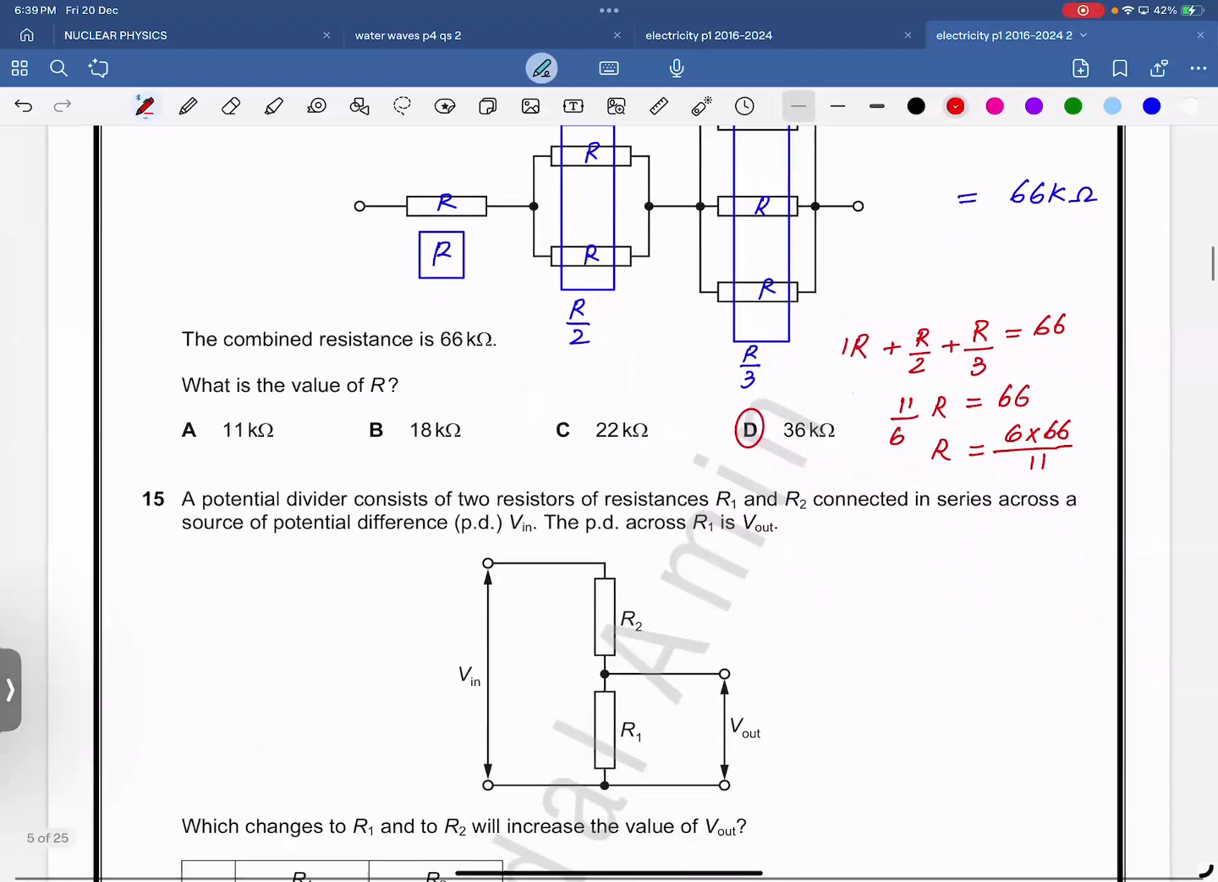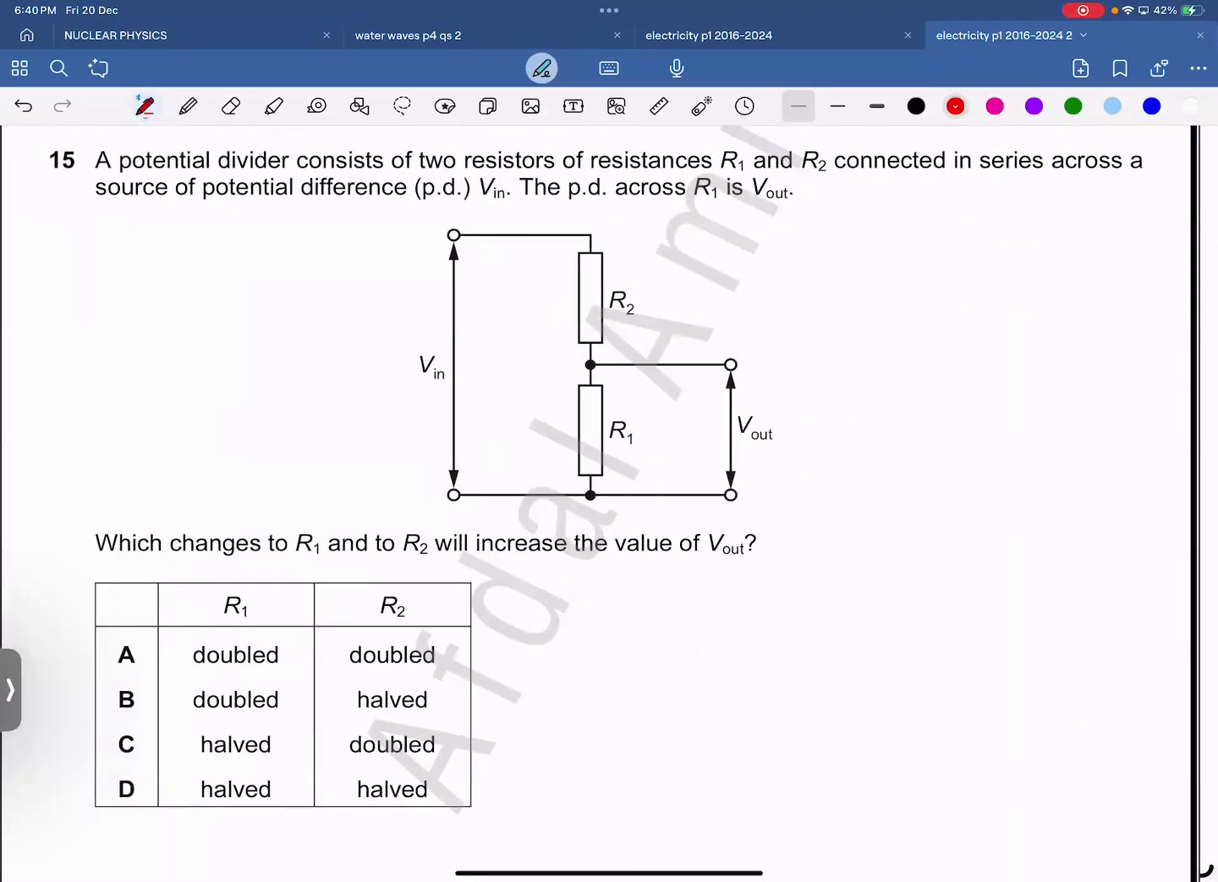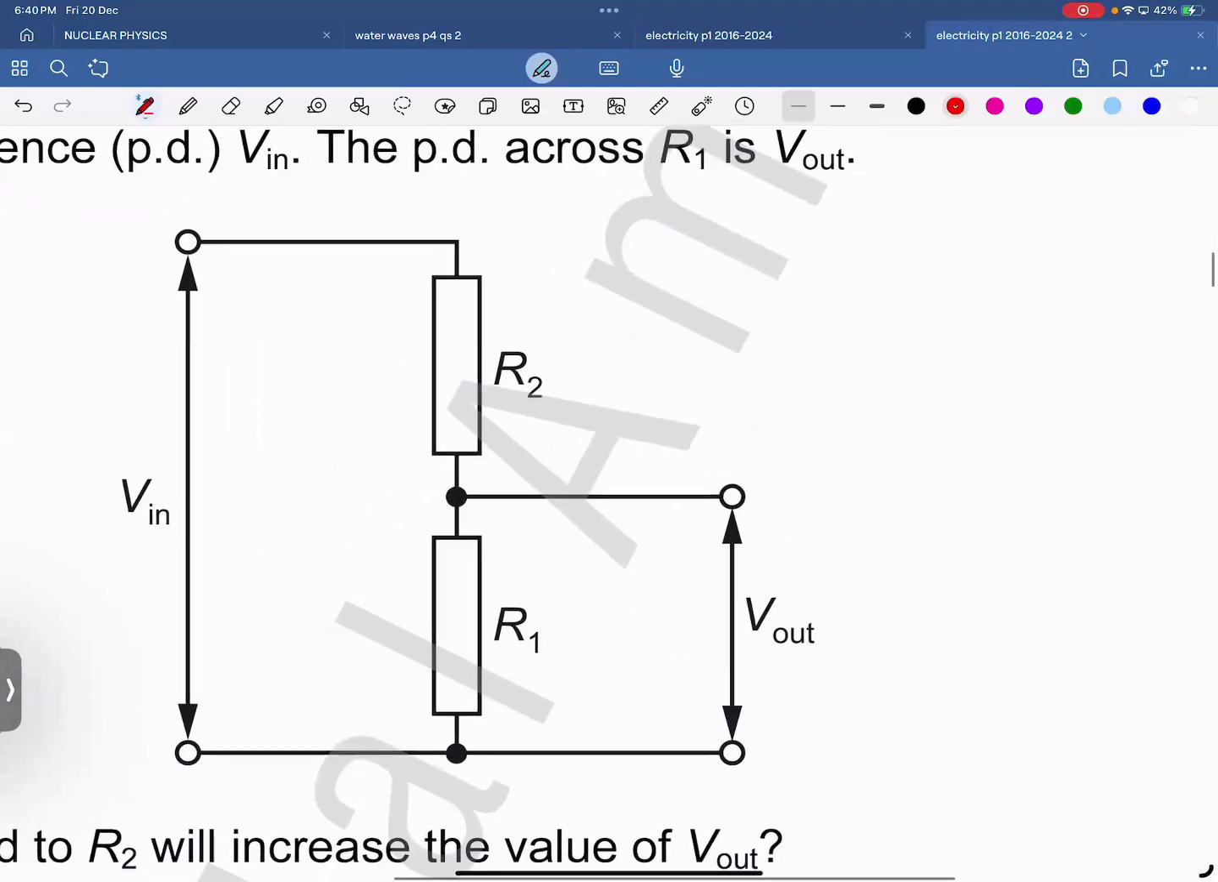Next question, number 15. A potential divider circuit consists of two resistors R1 and R2, which are connected in series across a source potential difference, which is Vin. The potential difference across R1 is Vout. Which change will increase the value of Vout? Very easy, don't look at the options. You want to increase Vout. There are two options: either you increase R1, or you decrease R2. Please check.